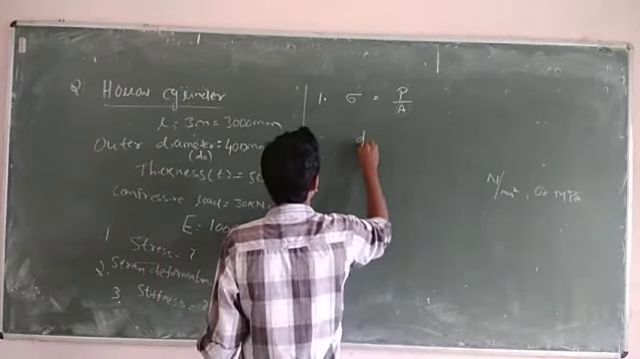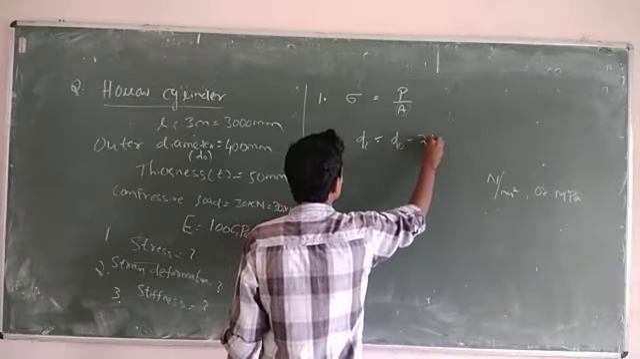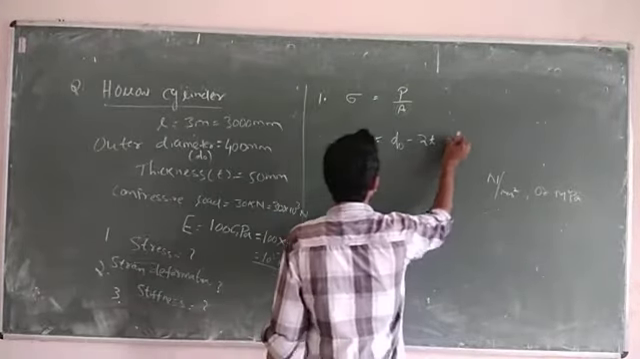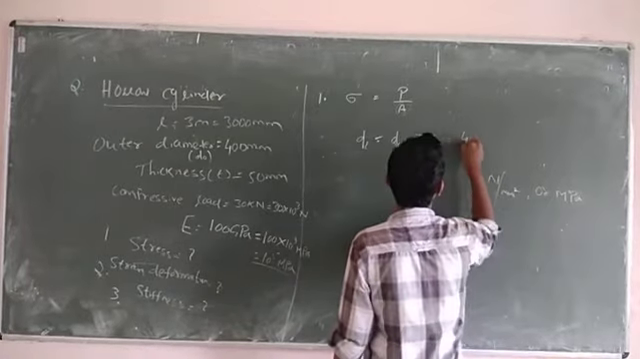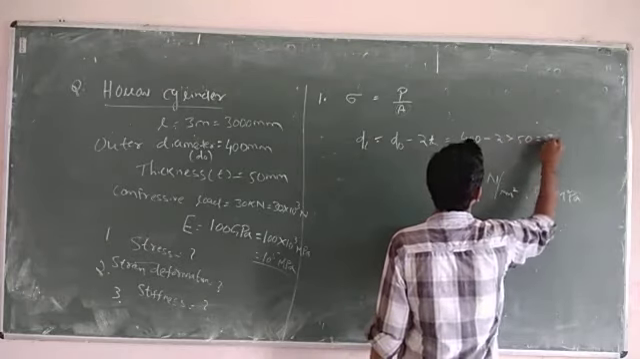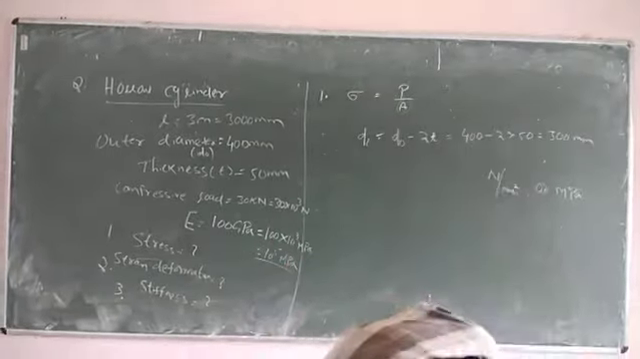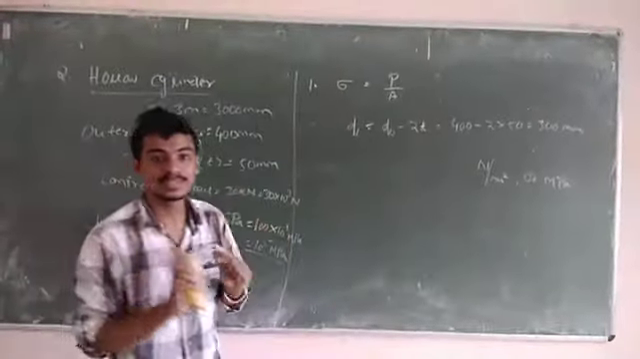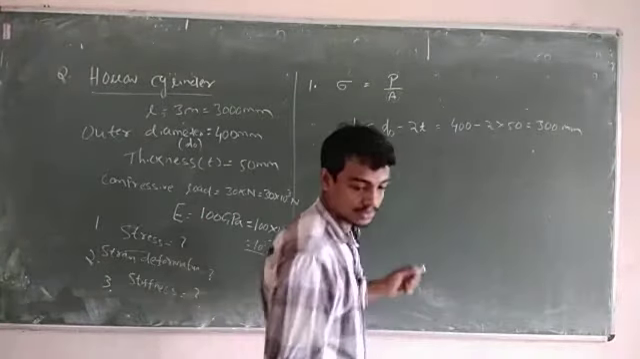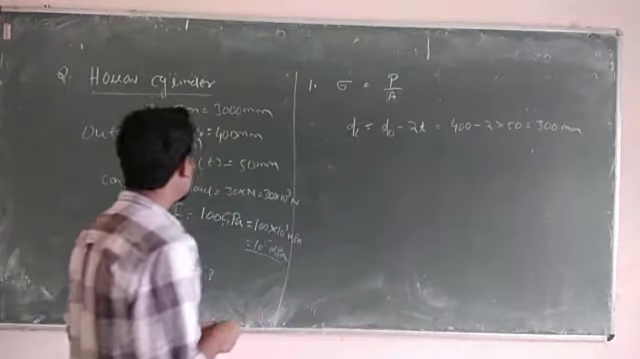How to find out? Inner diameter will be outer diameter minus 2 times the thickness. Yes or no? So the outer diameter is given as 400 mm, minus 2 into 50, that is 100, means 300 mm. Because outer diameter minus 2 times the thickness will give you the inner diameter. Clear?